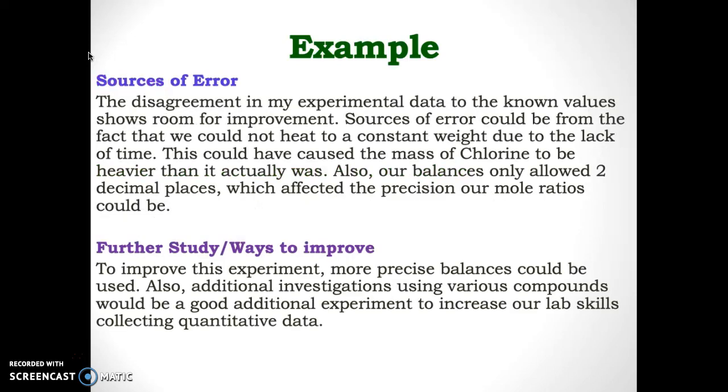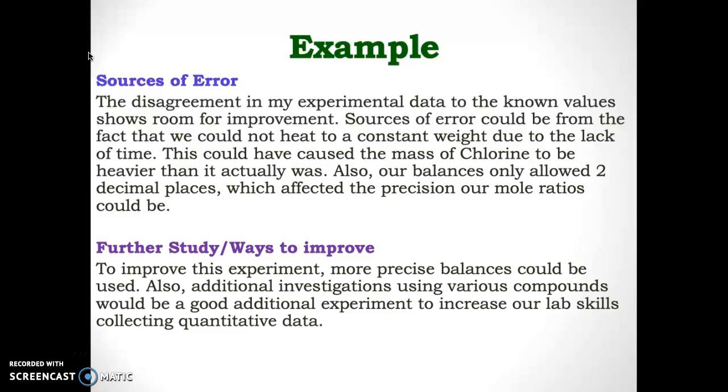Then I go and I analyze what could have possibly gone wrong. Now, even if your data was correct, there are still some sources of error. A big thing with sources of error is please do not say, my math is probably wrong. That's an avoidable error that you should go back and fix. Sources of error are things that I can't fix. For example, the disagreement in my experimental data to the known value shows room for improvement. Sources of error could be from the fact that we could not heat to a constant weight due to the lack of time. Time is not something I can control. Therefore, it is a source of error.